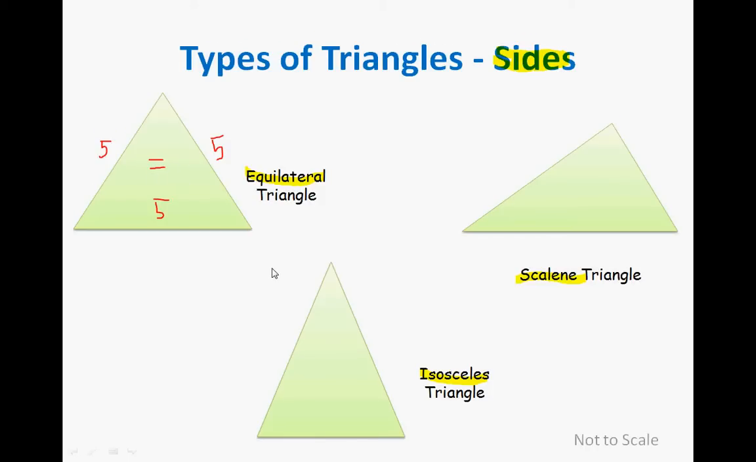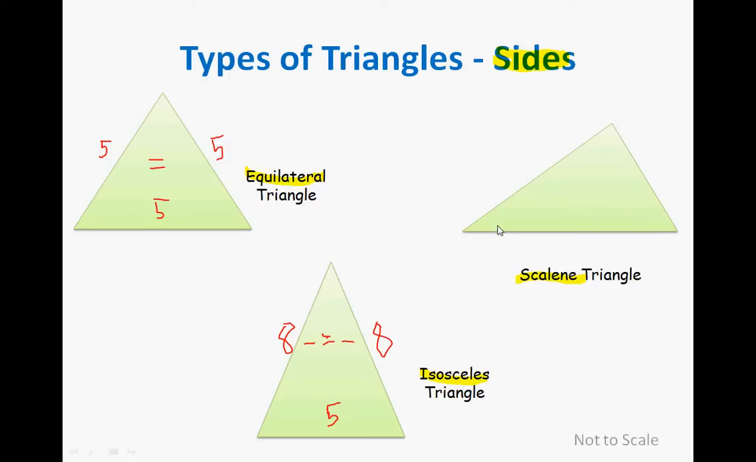Let's move on to the isosceles triangle. Here two sides are congruent, unlike the equilateral. If this one was 8, for example, this one will also be 8. This one will be any other number, let's say 5. That's the isosceles triangle. Only these two are equal, unlike the equilateral.